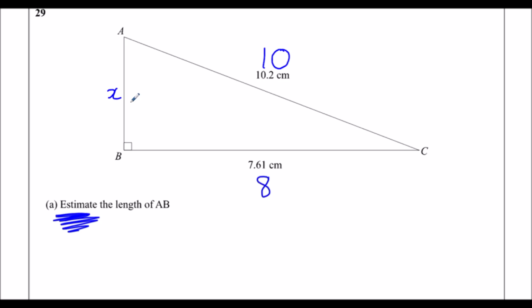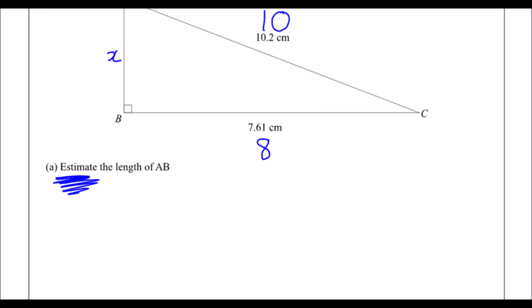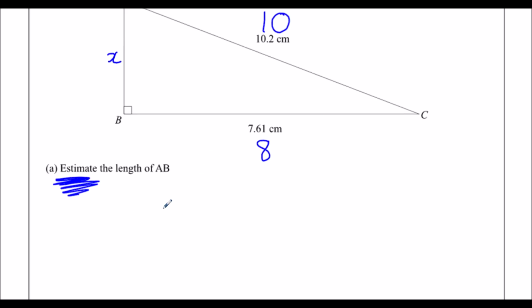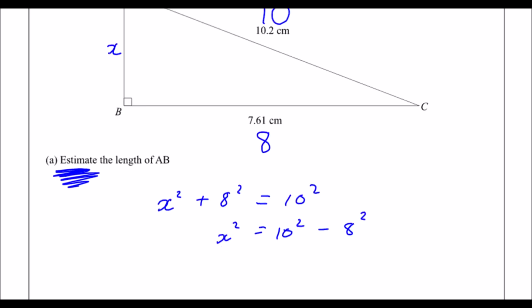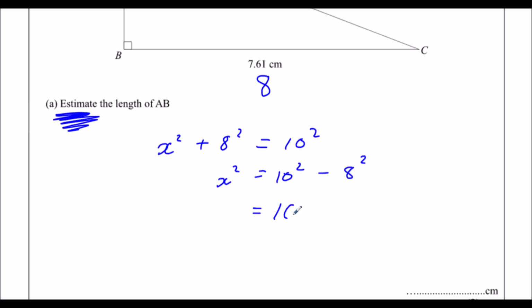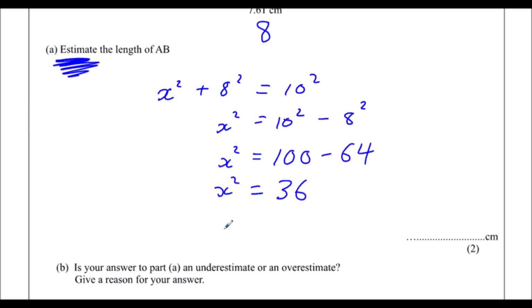So it's a Pythagoras question. So x squared plus 8 squared equals 10 squared. So x squared is 10 squared take away 8 squared. And 10 squared is 100. 8 squared is 64. 100 take away 64 is 36. So that's x squared. So we need to square root that. And the square root of 36 is 6.